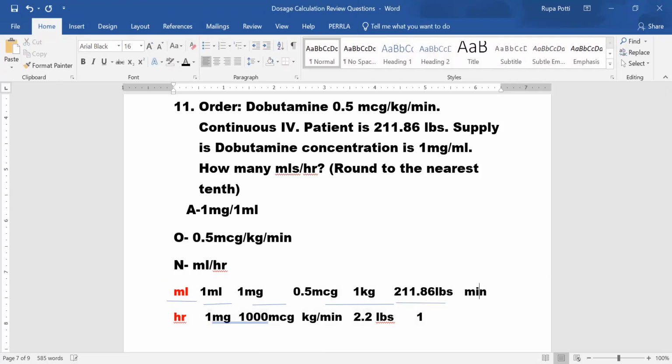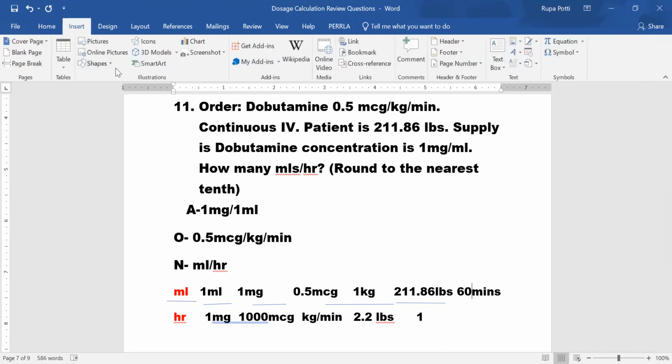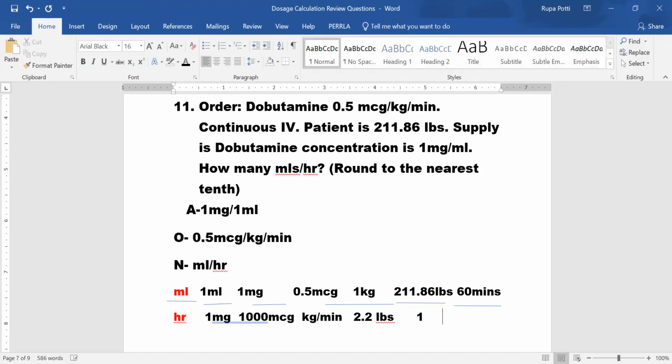Okay. So I'm going to have my minutes in my numerator because I want to be able to cancel out. And then I'm going to use this as a conversion. So 60 minutes is equal to 1 hour. Right? And now I have used up all the numbers.